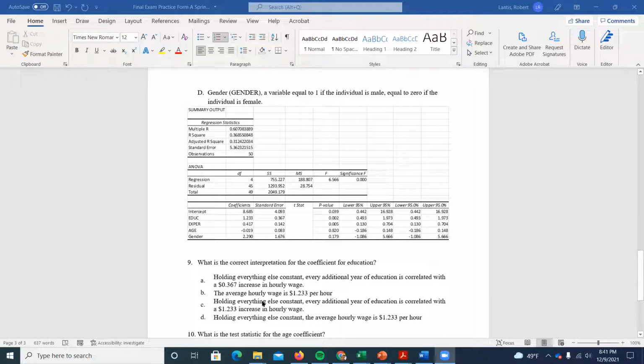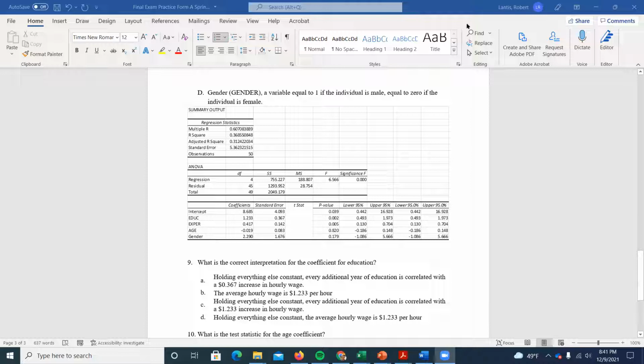Okay. Now let's say I'd asked you to interpret the gender variable, this male variable, right? So the gender coefficient was 2.29. That means if someone went from the 0 group to the 1 group, or a female relative to a male, we would expect their wage to go up by $2.29. Okay, so that would be the interpretation there.